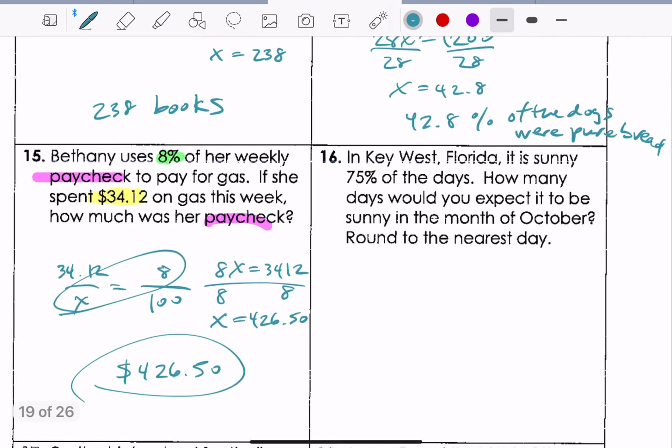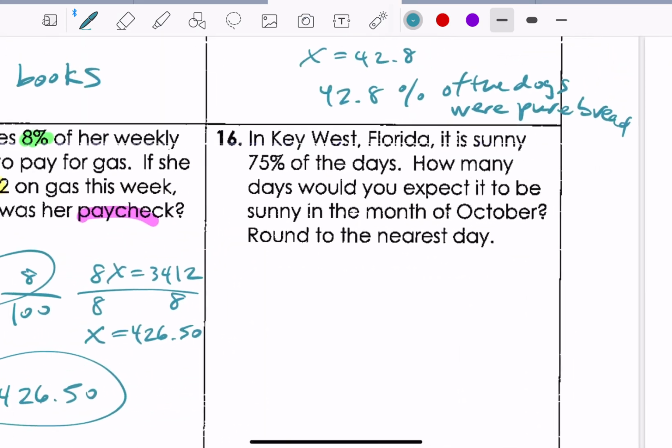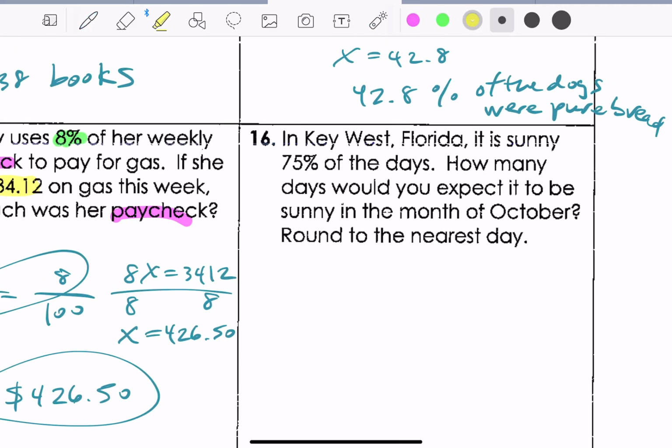Okay, in Key West, Florida, it is sunny 75% of the days. So right away, you've got the percentage. So you can set this up as 75 over 100. But what's the part, what's the whole? Let's figure this out. How many days would you expect it to be sunny in the month of October? The month of October is going to be the total. And then how many days? That's the part. What part of the month is sunny 75% of the time? That's the X.